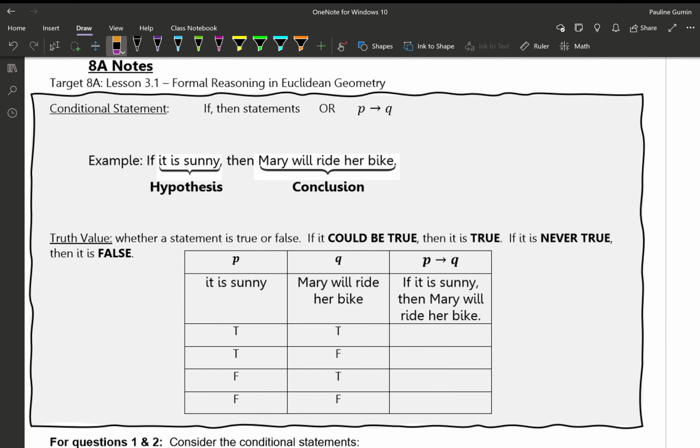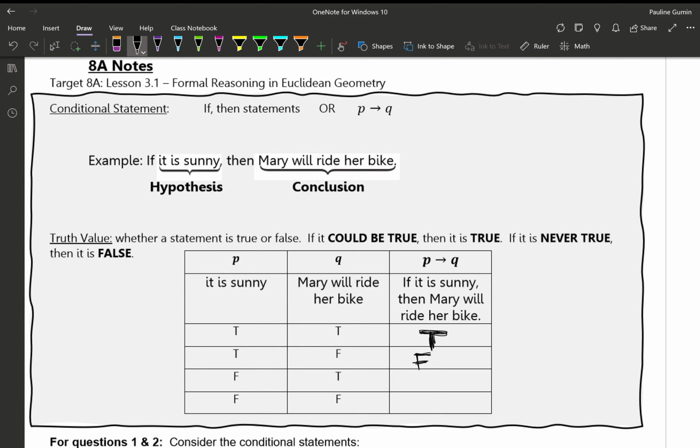The truth value of these conditional statements can be true or false. If it could be true, then it is true. If it is never true, then it's false. If both the hypothesis and conclusion are true, then our truth value is plain old true. If our hypothesis is true, but our conclusion is false, then we end up with a false truth value.